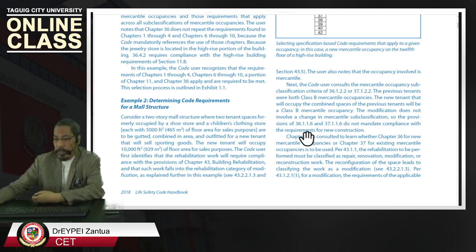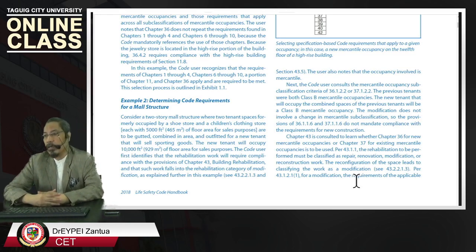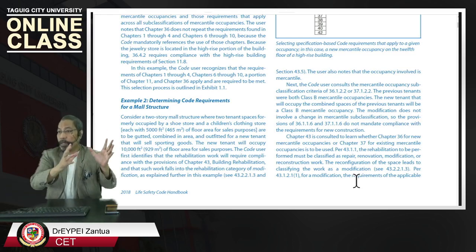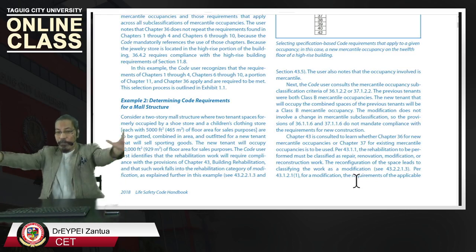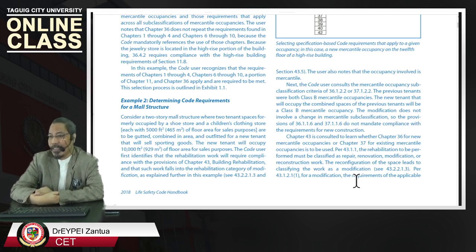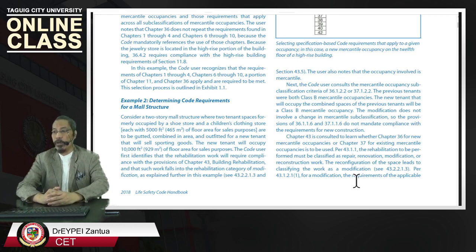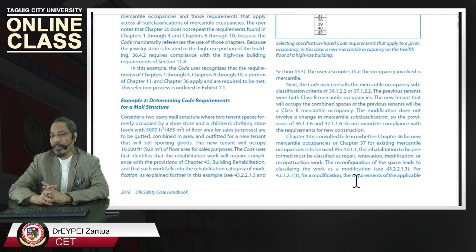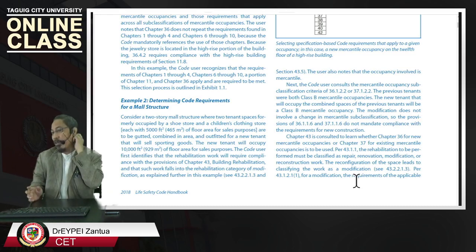Mercantile, because it is a sales business. Next, the code user consults the mercantile occupancy subclassification criteria. The previous tenants were both Class B mercantile occupancy, but you combined them for a single purpose. What will happen? The new tenant that will occupy the combined space of the previous tenants will be Class B occupancy. The modification does not involve a change in mercantile subclassification. So the provisions of Sections 36.1.1.6 and 37.1.1.6 do not mandate compliance with the requirements for new construction. So it is existing construction. It is existing, so we are in Chapter 37.